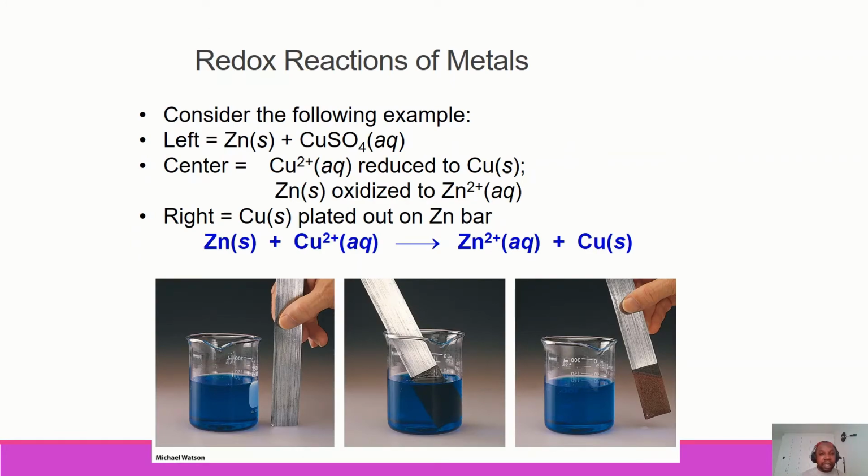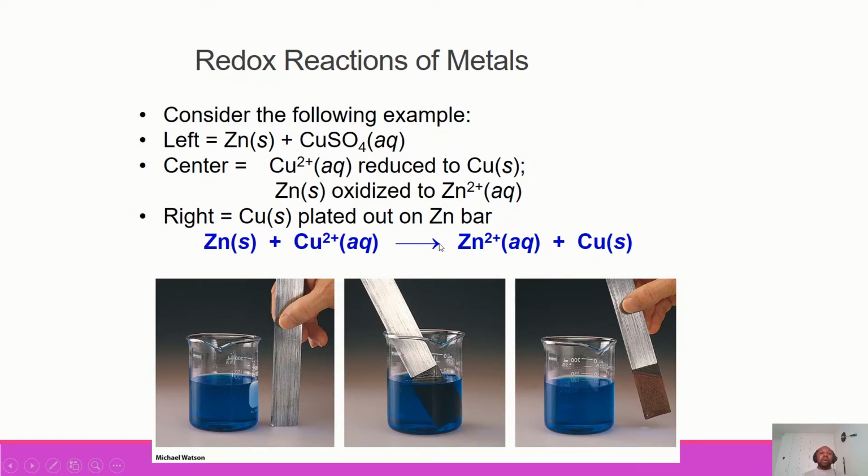So, redox reaction of metals. Let's consider this example: zinc is reacting with copper sulfate. From the left, this is the zinc, and we have the solution of copper sulfate here. When you dip zinc into the copper sulfate, you can see what happened. Copper 2+ is reduced to copper, and zinc is oxidized to zinc 2+. By the time you finish the reaction, you can see the copper plated out on the zinc bar.